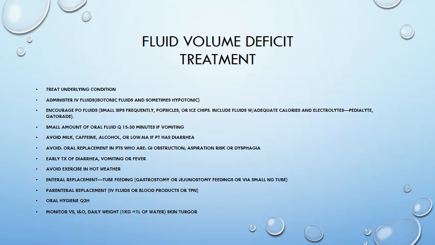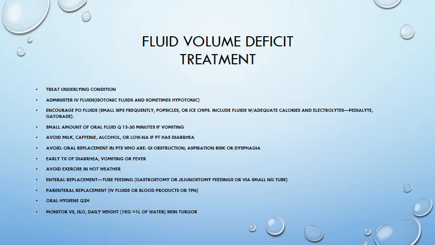So what are we going to do about fluid volume deficit? Well, first and foremost, we have to treat the underlying condition, because we may be able to give them an IV and put fluids in them, but if we don't fix the underlying problem, it's not going to matter. They're going to be right back in the same place. So we'll need to administer IV fluids, and we're probably going to give them isotonic, sometimes hypotonic, and we're going to talk about these different fluids shortly and help you understand which fluid you would give your patient.